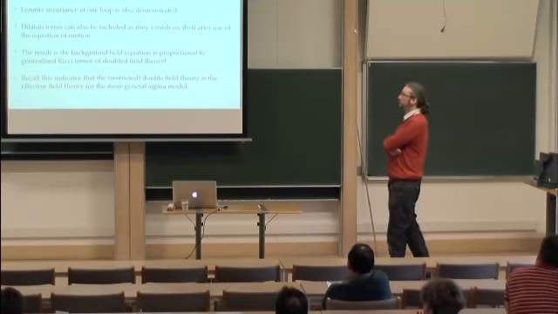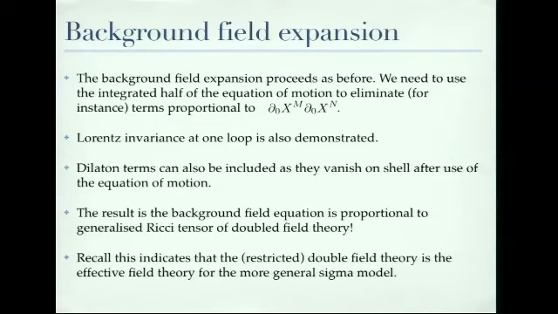Okay, so if we perform the background field expansion exactly as before, again we have to use just half the components of the equation of motion that we can integrate. And what we find is that, first of all, the Lorentz anomaly, so this is terms proportional to theta, again vanishes at one loop. So although we don't have manifest Lorentz invariance on the world sheet, we still have this Lorentz symmetry at one loop.